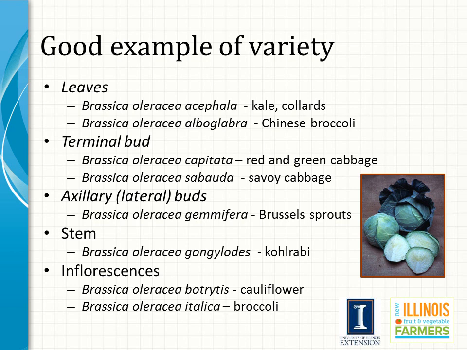For example, the leaves of kale, collard greens, and Chinese broccoli; the terminal bud in cabbage; the axillary or lateral buds in Brussels sprouts; the stem in kohlrabi; and the flowers in broccoli and cauliflower. These varieties look dramatically different, but are nonetheless considered to be the same species. As an additional note, catalogs will often use the term group when referencing a variety name. So instead of a crop grouping that reads Brassica oleracea italica, the heading would read broccoli or italica group.